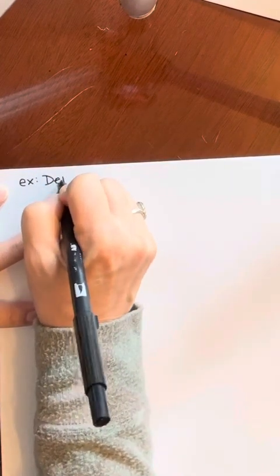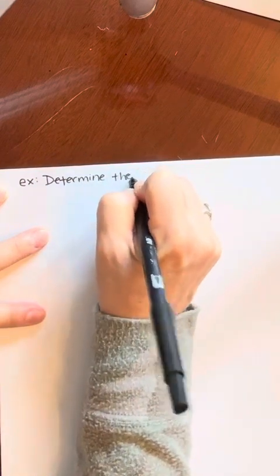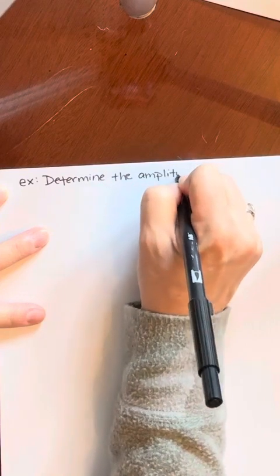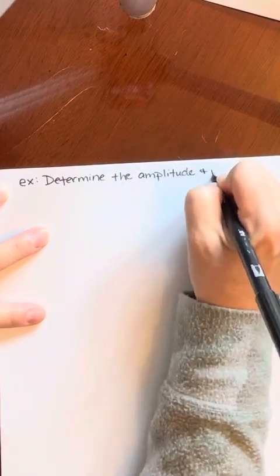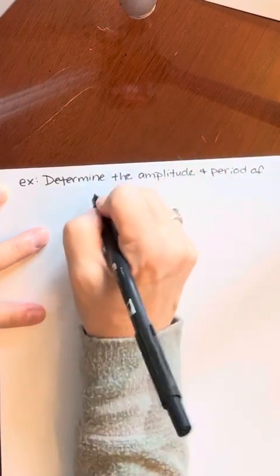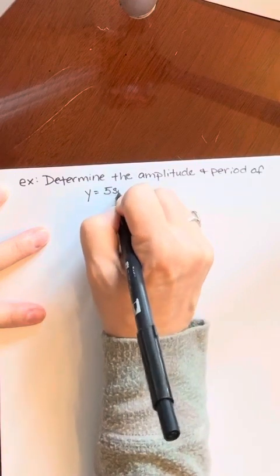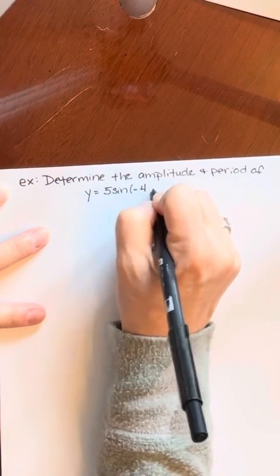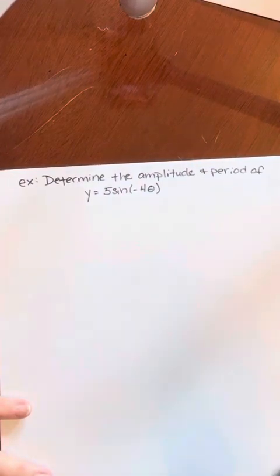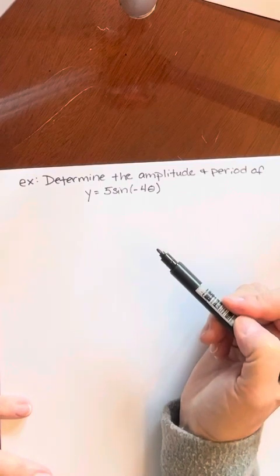Determine the amplitude and period of, let's use the function y equals 5 sine negative 4 theta. All right, so write that down. Y equals 5 sine negative 4 theta.